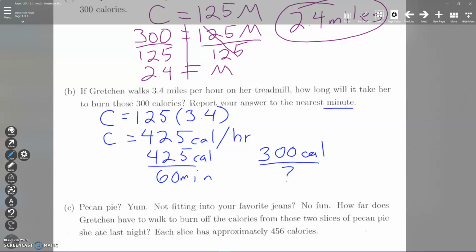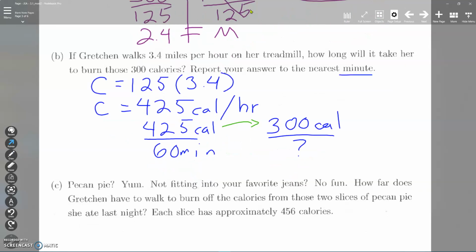So the trick is now we've got to figure out how do we convert between 425 and 300. Well, one way to do this is to always go down to the 1. How much is the 1? Now, how much for 1 minute? How many calories does she burn in a single minute?